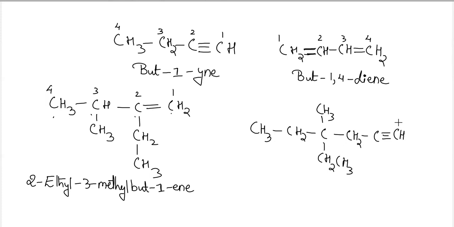So I am taking the longest straight chain. Okay, the straight chain I am taking as the root chain here. So 6 carbon atoms are present in our root chain, and in the fourth position a methyl group is attached, and an ethyl group is attached.